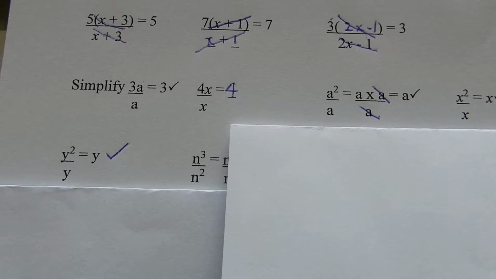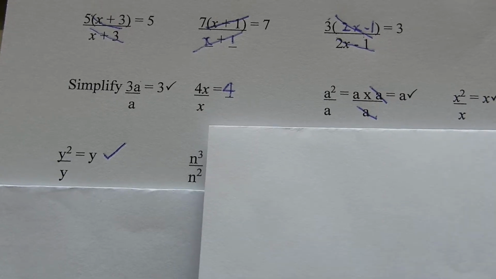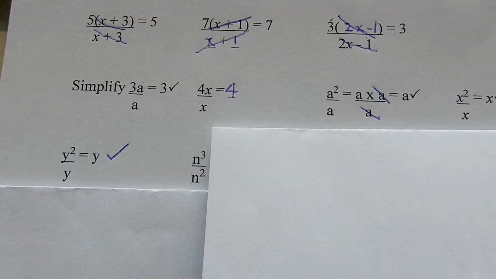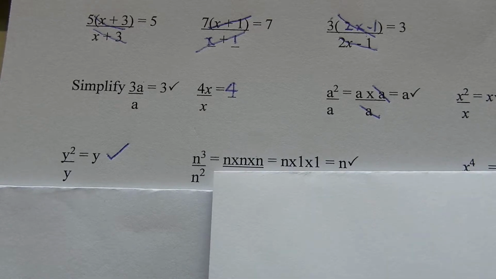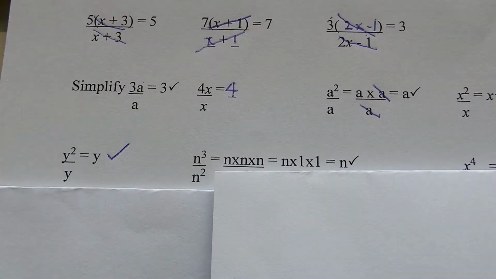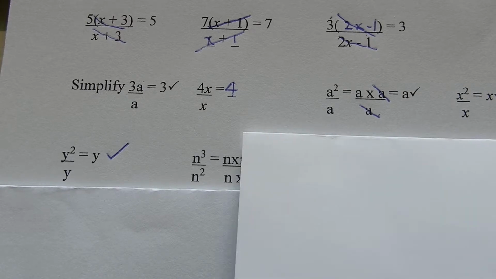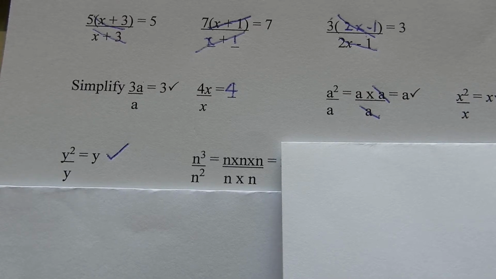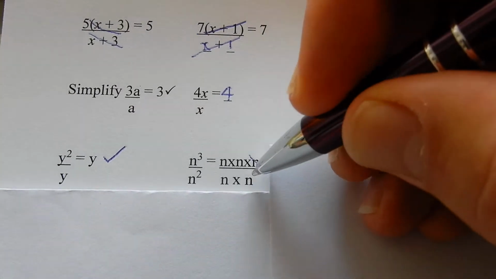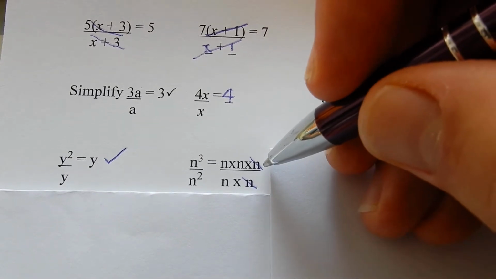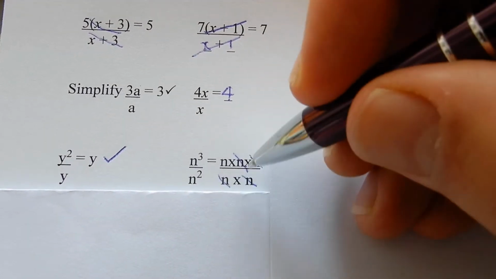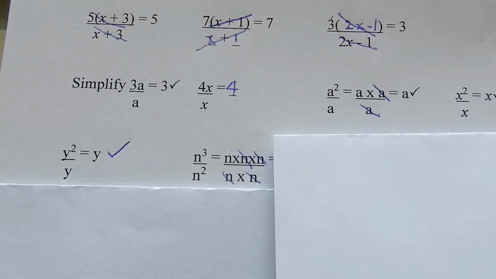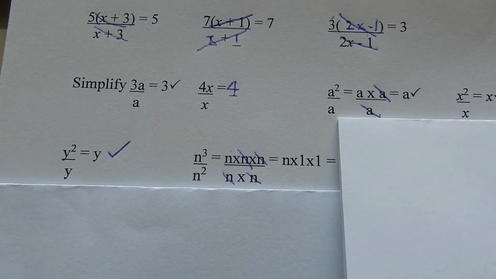N cubed divided by n squared. Well, n cubed is n times n times n. There it is. N squared is n times n. There it is. Now, n times n times n over n times n. This one will cancel with that. N divided by n is 1. This one will cancel with that. N divided by n is 1. We've got n times 1 times 1.